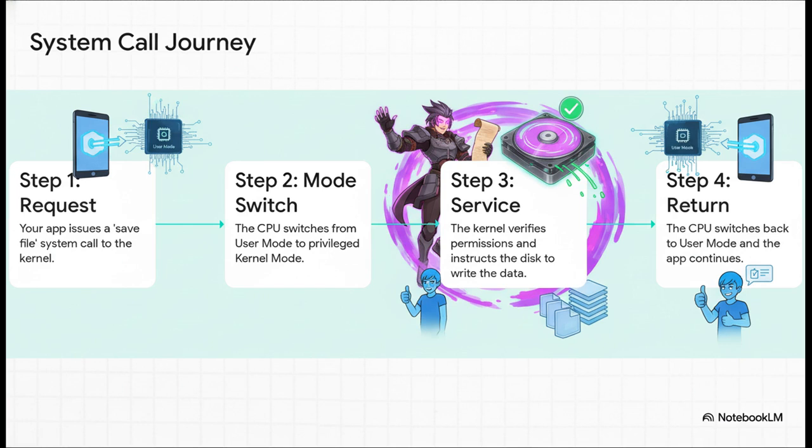Step 3, the kernel takes over. It checks, hey, does this app even have permission to save a file here? If the answer is yes, it performs the service. It tells the physical hard drive to write the data. And finally, step 4, once the job's done, the CPU switches right back to user mode, tells the app we're good, and your app just keeps on running. And all of this happens in the blink of an eye.